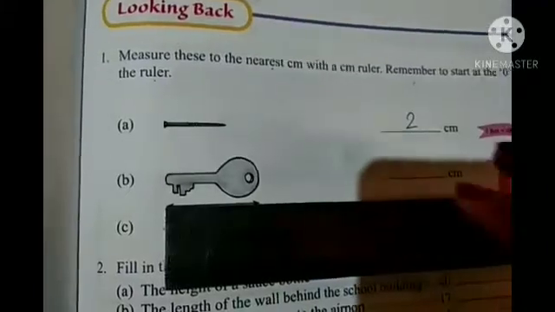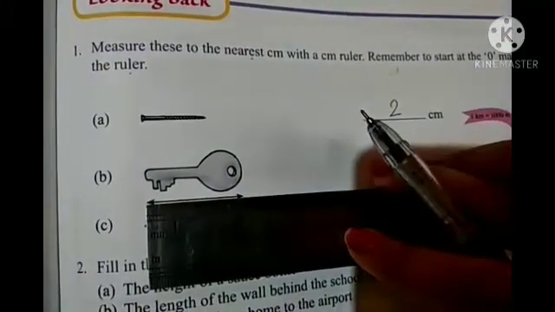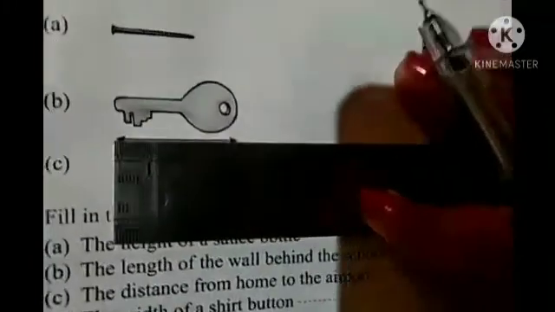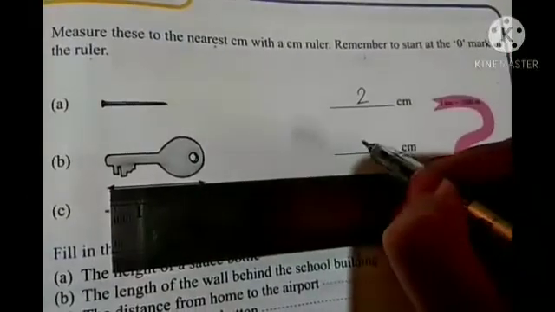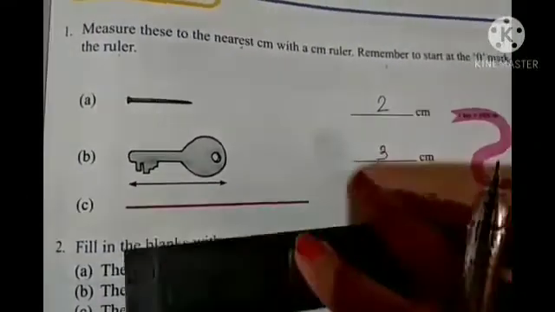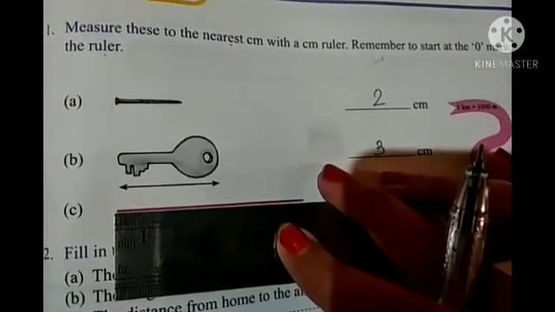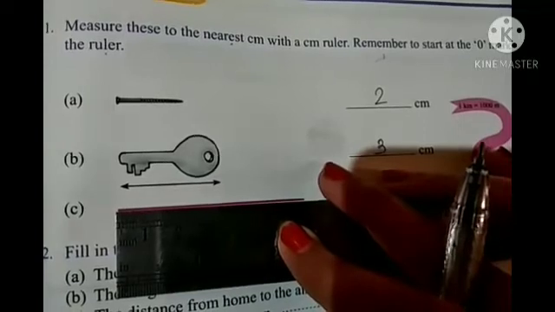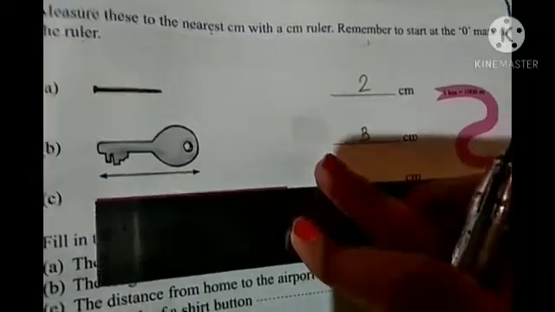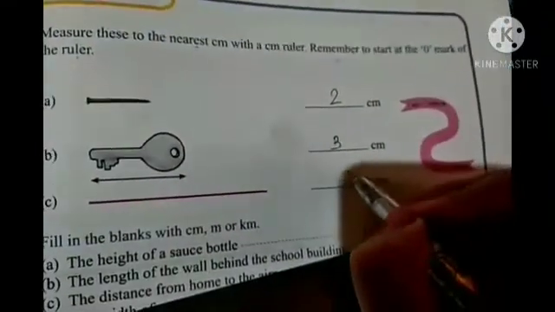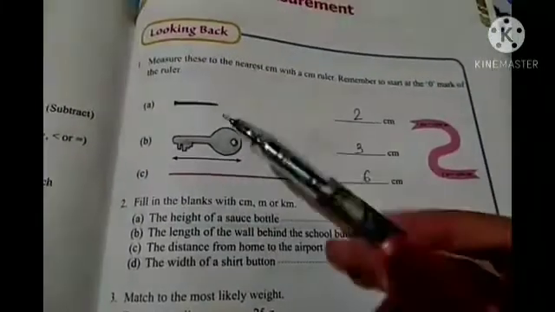Now let's measure this key. From that arrow mark we will start. It is nearby 3, you can see. So you can write 3 centimeter. And here in this line, let's see how much. Be careful while measuring, students. You can see it's nearby 6, right? So we will write here 6 centimeter. In this way your question number 1 is done.